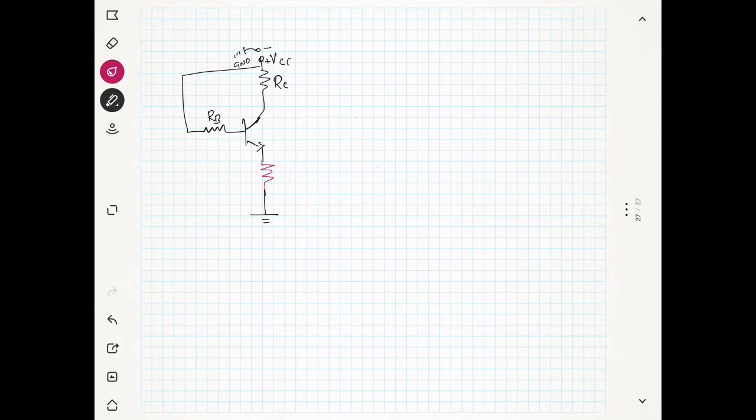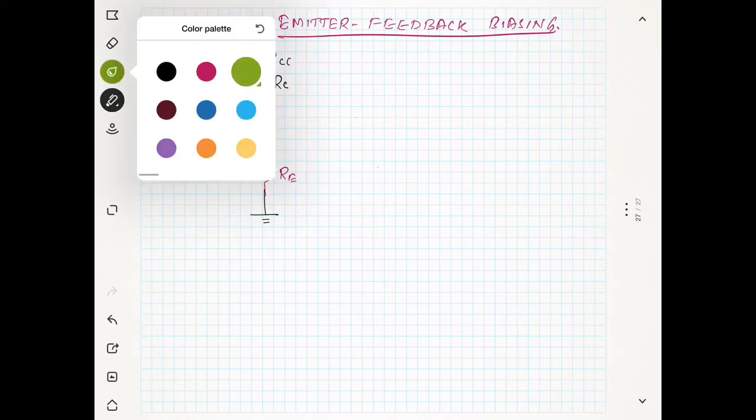Now we will see what this bias is. The name of this bias is the emitter feedback biasing. We have previously taken the base bias. When we add a resistor RE to the base bias, then it becomes emitter feedback bias and it becomes more stable. So we will see how it becomes stable. So first of all, we will write the Kirchhoff laws.